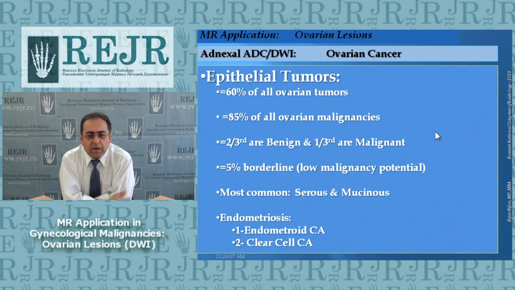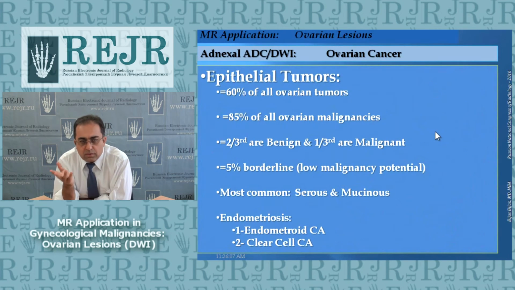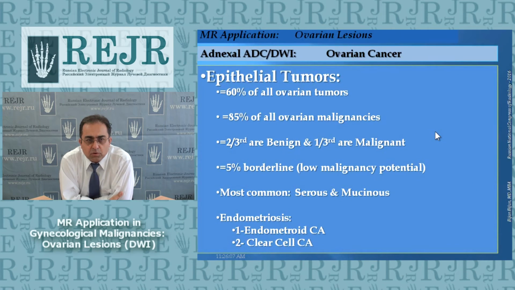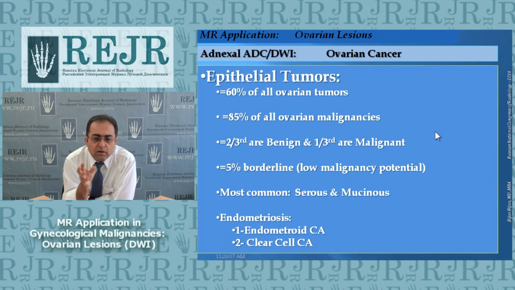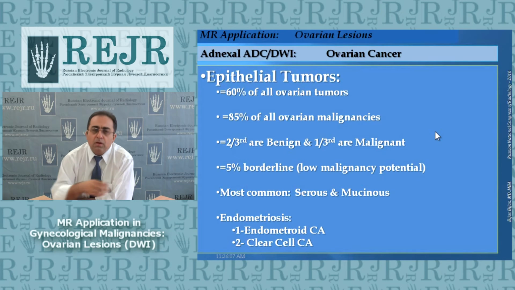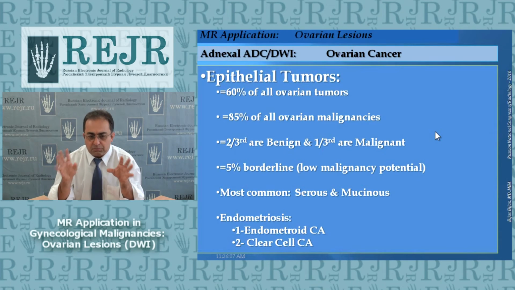Okay, now that we talked about all the theoretical part of the lecture, let's talk a little bit more clinical. Let's go over a few of these ovarian cancers. Epithelial tumors of the ovary: 60% of all tumors of the ovary are epithelial, and 85% of all the malignancies are epithelial. Two thirds of them, fortunately, are benign, but one third are still malignant. There's a small group of them, less than 5%, that are borderline lesions, which means that they have low malignant potential. Two major components of them are serous and mucinous.